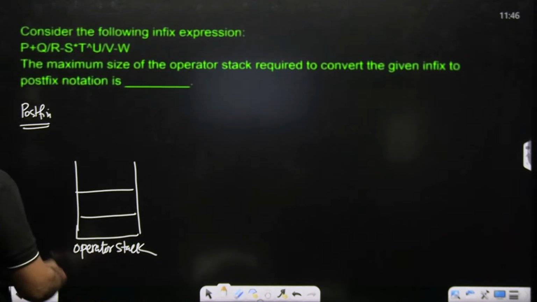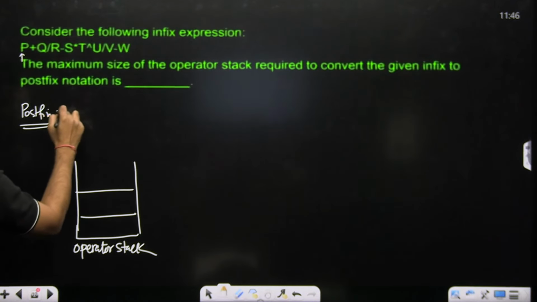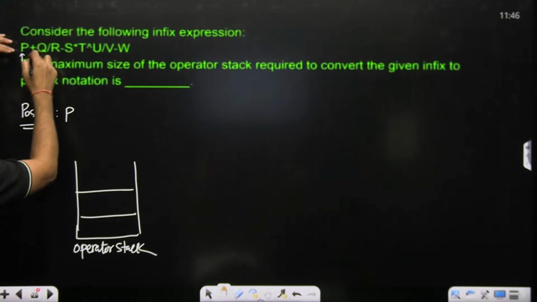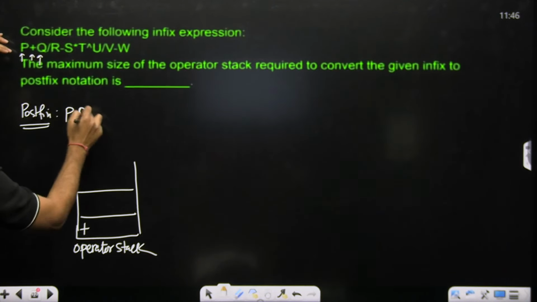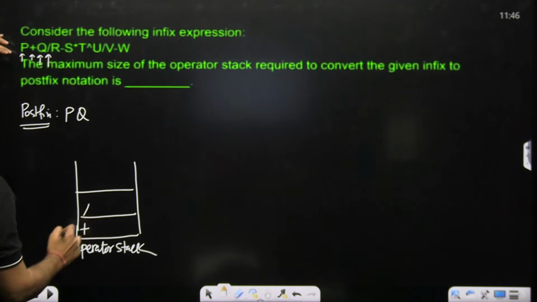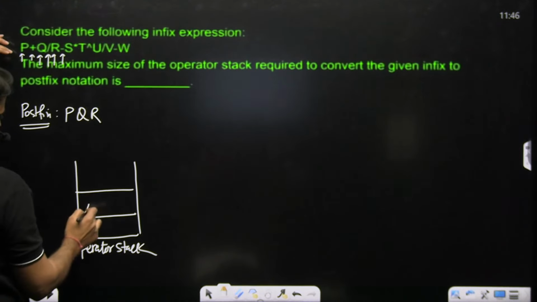This is the operator stack. So first one is what, sir? This operand right here, and then plus. So push plus in the stack. After this Q, so write Q here, and then division has higher precedence, push into stack, and after this R, sir, right here. Minus has lower precedence.